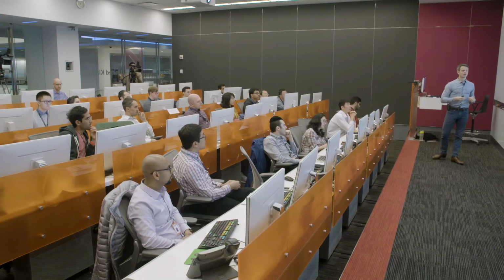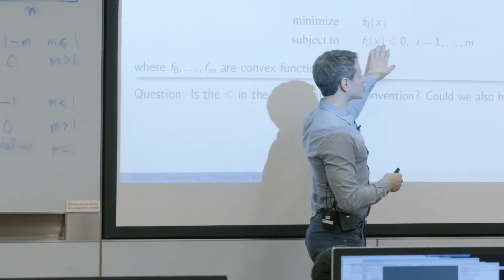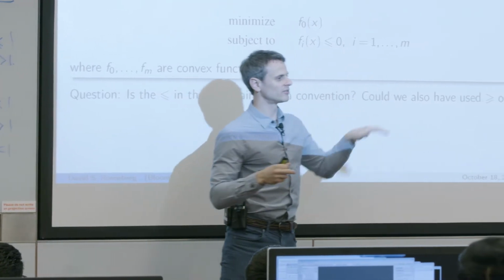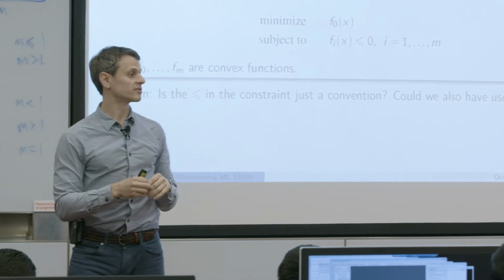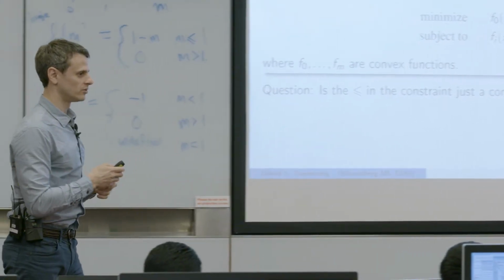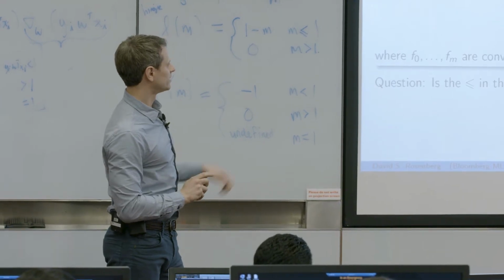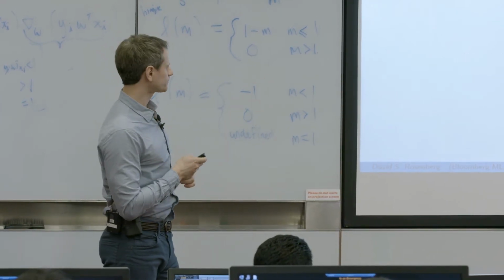Great. So what you're saying is that less than or equal to 0 is not optional. If we're greater than or equal to 0, the constraint set would not be convex. That's exactly right, and that's what we're going to work out in a few slides. Right? So less than or equal to 0 is not a coincidence.